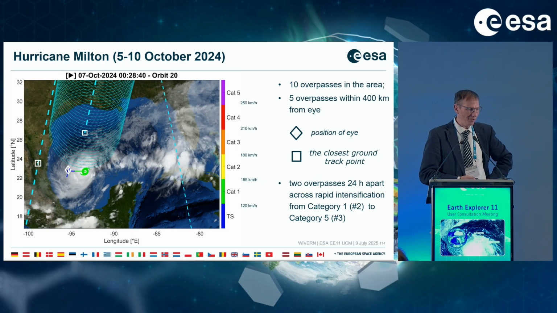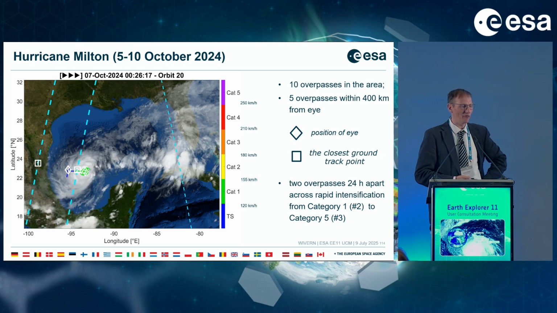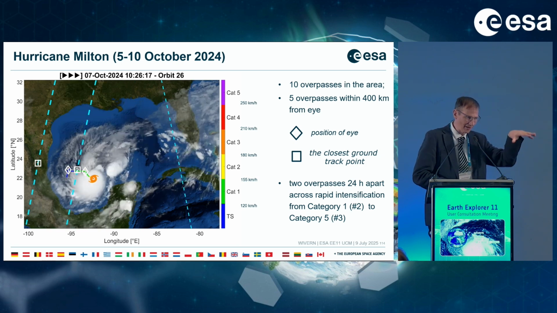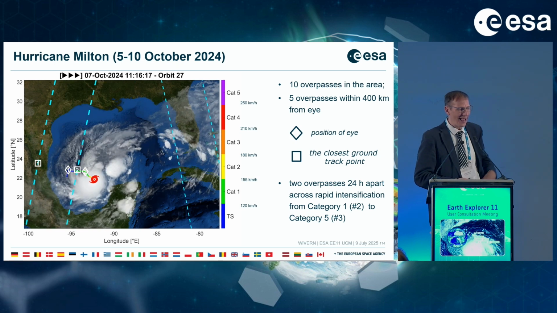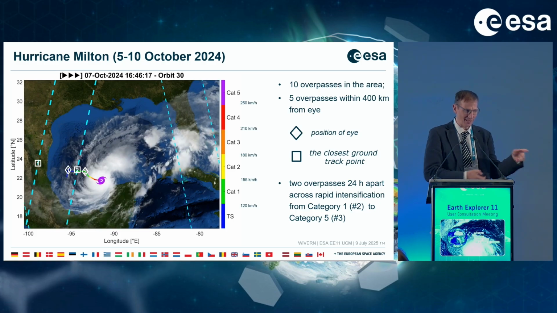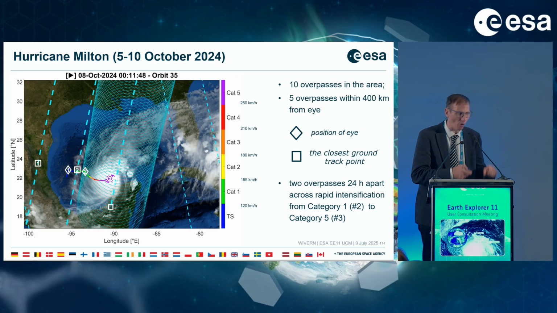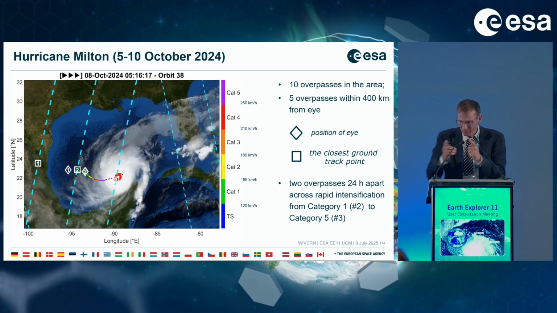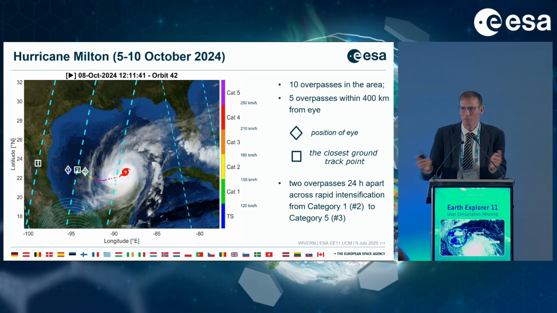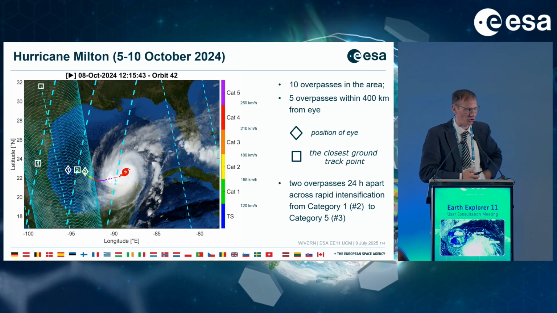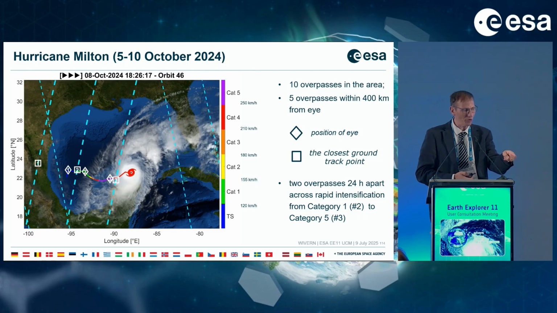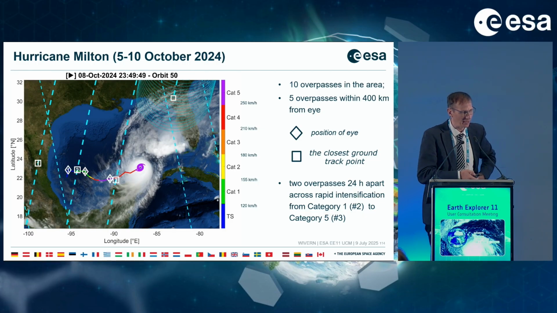And I pause the video every time there is a WIVERN overpass in the area, showing the WIVERN samples acquisition. Out of 10 overpasses in the Gulf of Mexico, 5 have ground track within 400 kilometers from the eye. So this means they will be within our swath, and will be very good to provide the full structure of the hurricane.